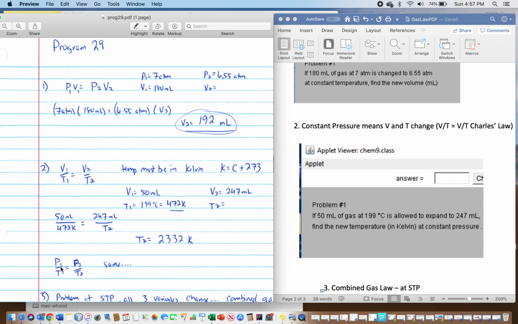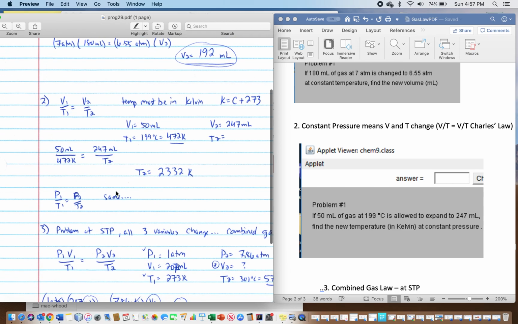So down here it'll say P over T equals P over T, same kind of problem, just cross multiplying. So you put V over T equals V over T, but the temperature must be in Kelvin. Remember to add the Celsius plus 273 to get Kelvin. So 50 milliliters over 472 equals 247 over T. And you can see it's about 5 times as much, right? So it's going to be 5 times the temperature when you cross multiply. T equals 2332 Kelvin, which is a very high temperature.